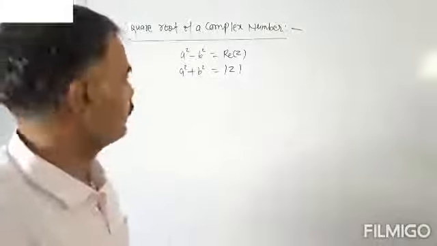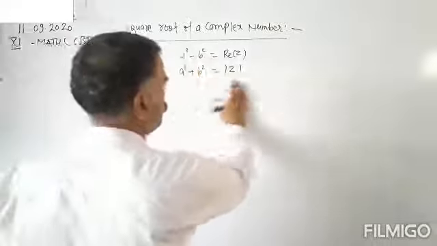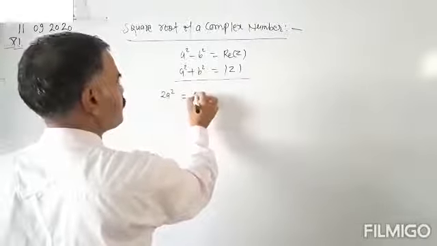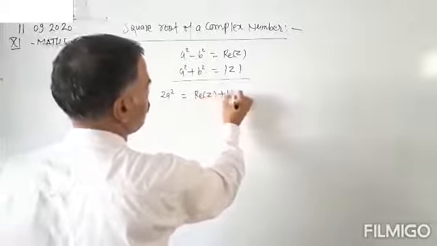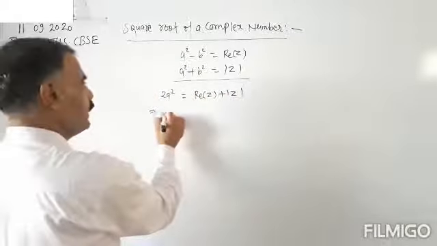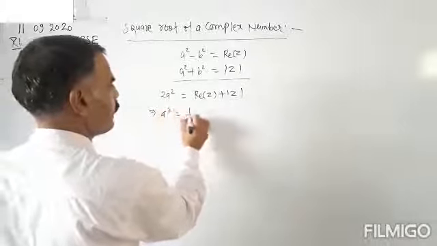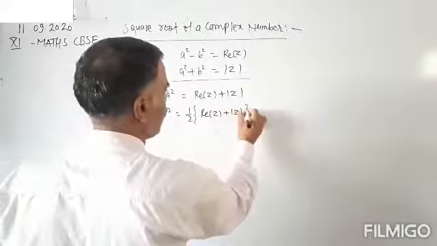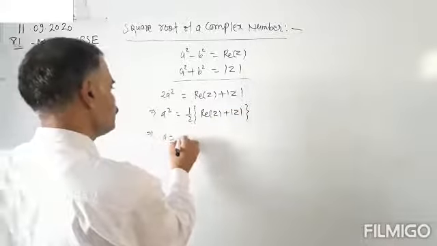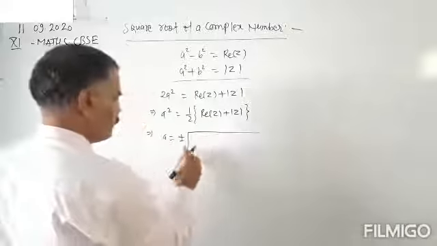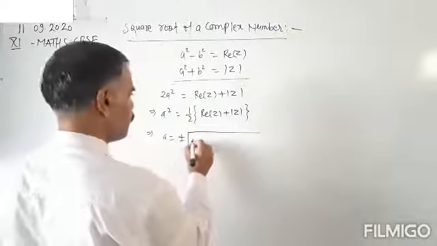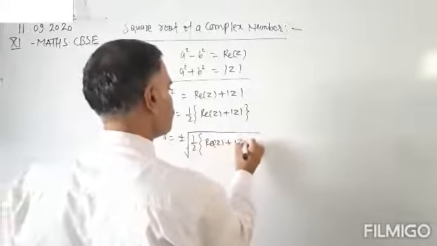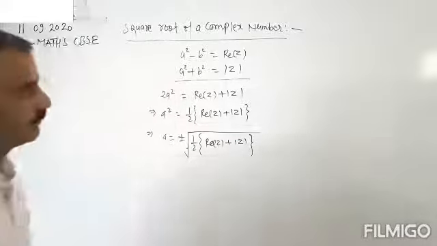Adding these two, we have 2a square equals real part of z plus magnitude of z. So a square equals half of real part of z plus magnitude of z. So a equals plus minus under root half of real part of z plus magnitude of z. This is a.